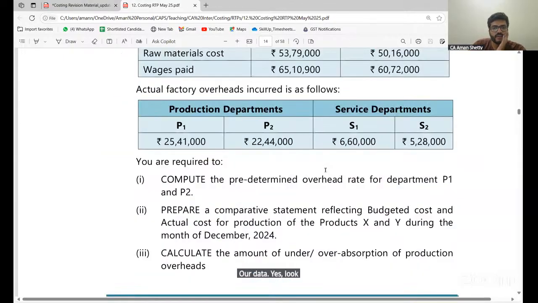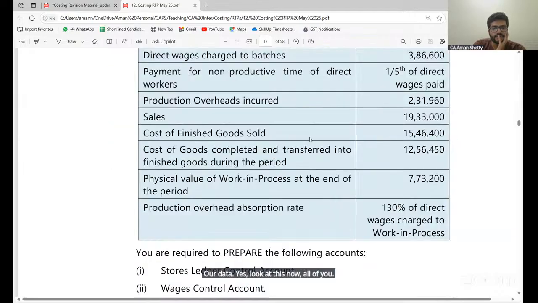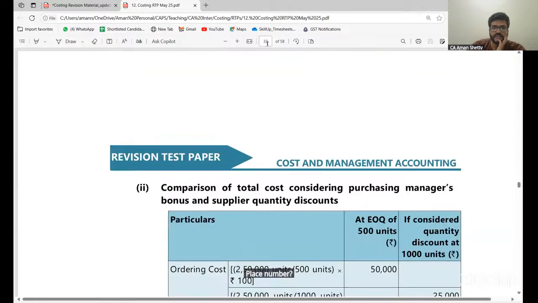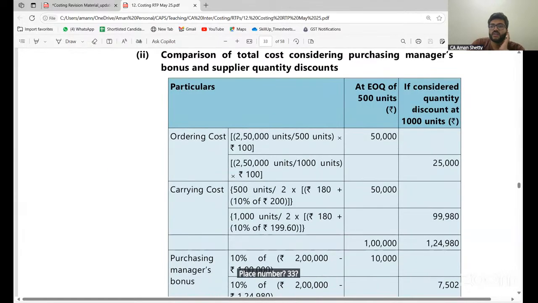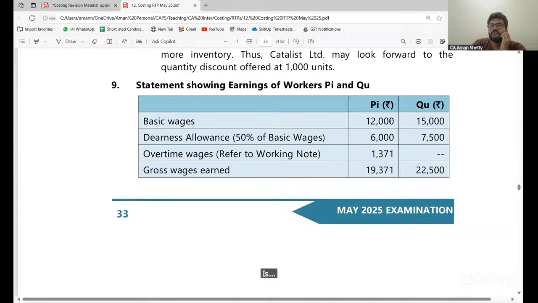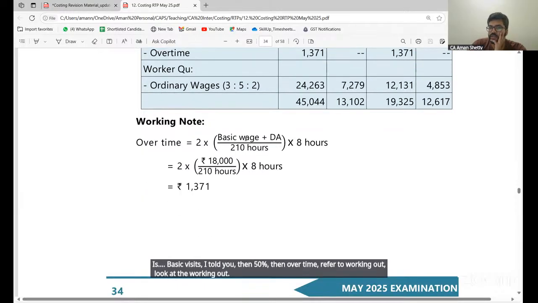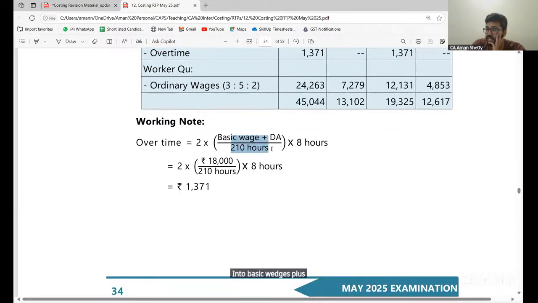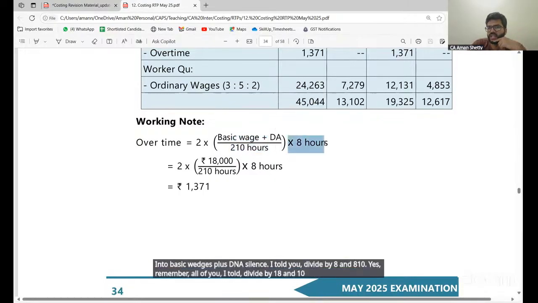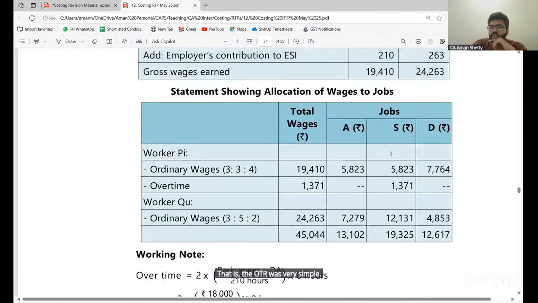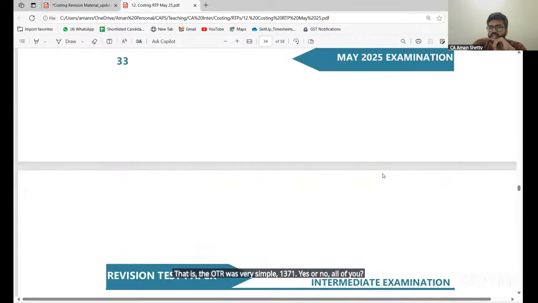Look at this now, all of you. Page number 33. Basic wages I told you, then 50%, then overtime. Refer to the working note. Look at the working note. 2 into basic wages plus dearness allowance, I told you divide by 210, remember all of you, into 8 hours of OT. That is the OT. Very simple. 1371. Yes or no, all of you? Yes, sir. 1371.